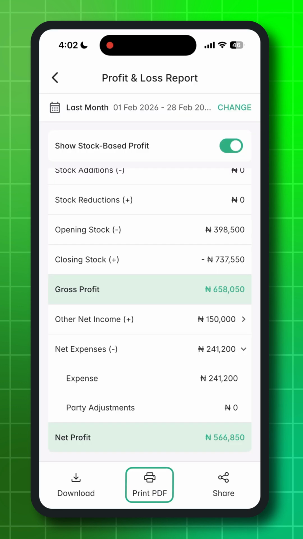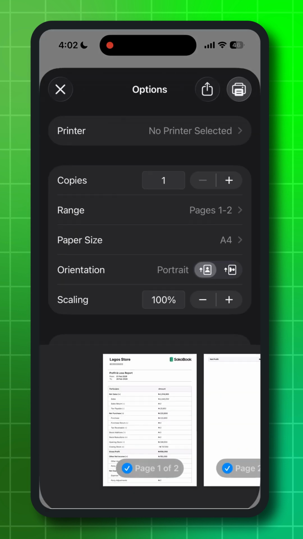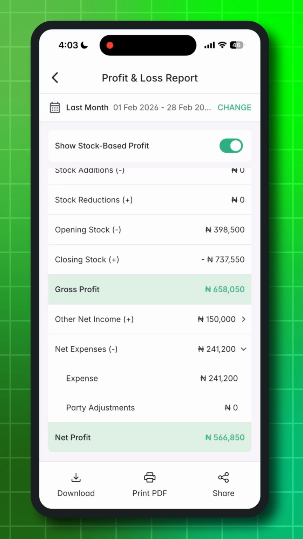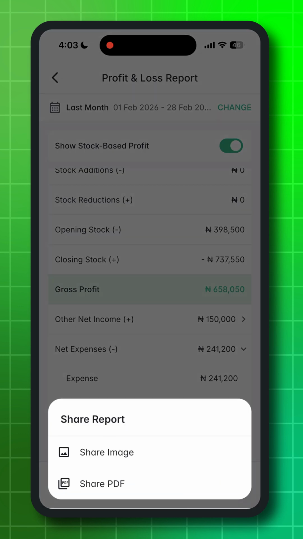Next is the print PDF option, which lets you convert the report into a printable format, making it convenient if you need a hard copy or want to save it as a PDF. Additionally, you'll find a share option, which gives you the flexibility to quickly send the report to others, either as an image or a PDF, depending on your preference.